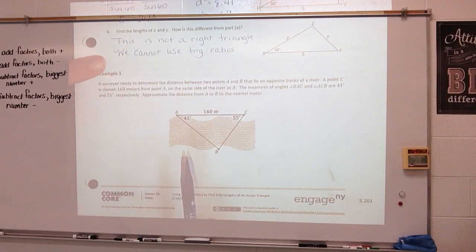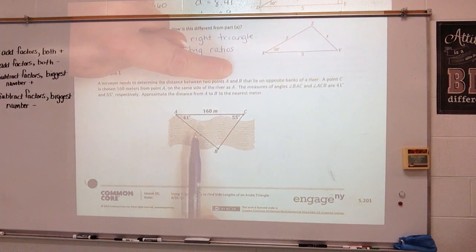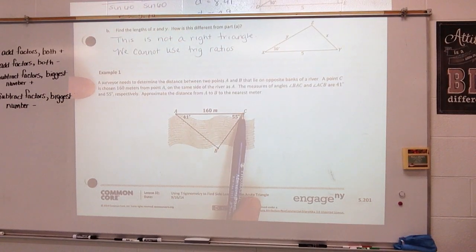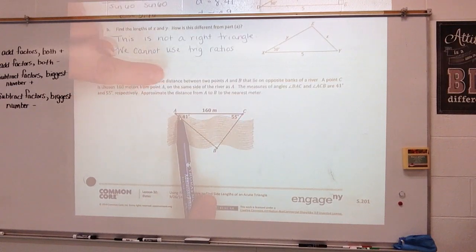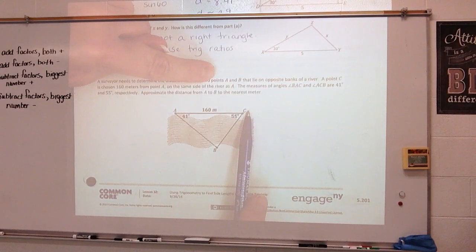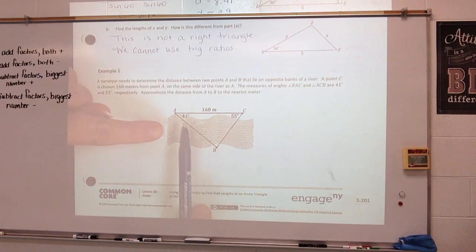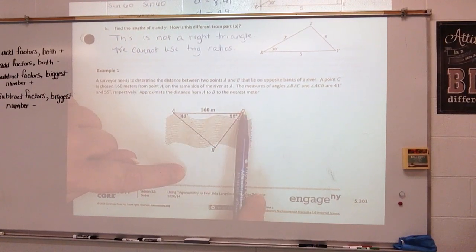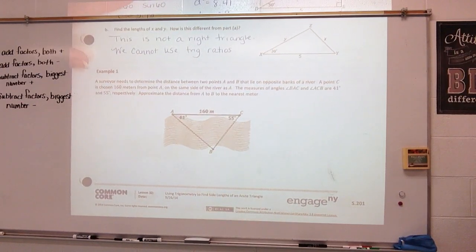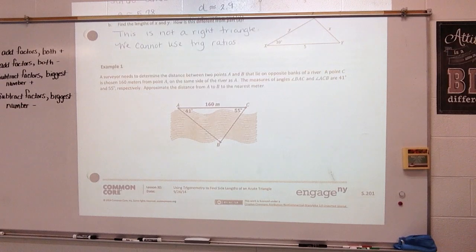Let's think about this for just a second. They have drawn us a diagram. They need to determine the distance between point A and point B. C is chosen 160 meters from point A on the same side of the river as A. The measure of angle BAC is 41 and ACB is 55. Approximate the distance from A to B. What measures can we add to the diagram based on the provided information?